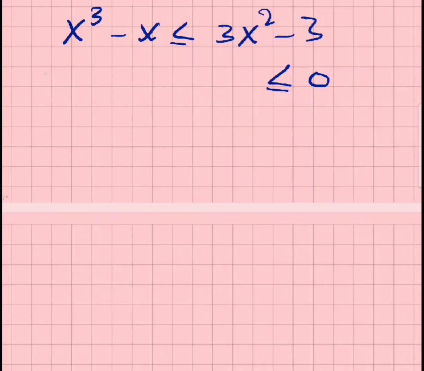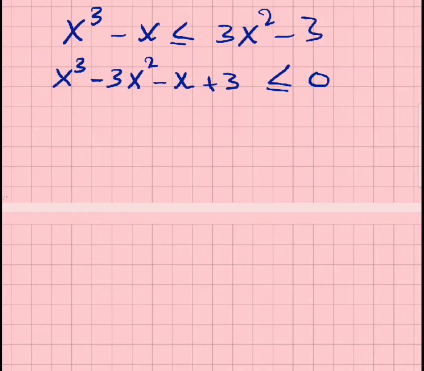And make sure you write it in standard order or standard form. So it's going to be x cubed minus 3x squared minus x plus 3, and that's less than or equal to 0. Now, we need to factor by grouping.